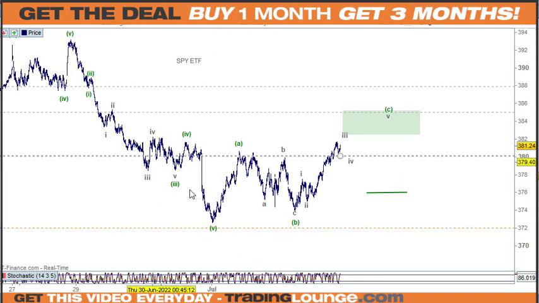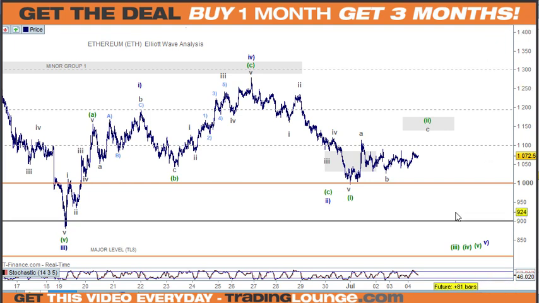So 5 waves down for the A wave, the B wave, 1, 2, 3, 4, 5. So we're not quite there yet for that, and then we'll come down. So we've got a bearish bias on the Nasdaq stocks. So that means that there will be a bearish bias on Ethereum and Bitcoin and the crypto at that point. Okay, so we just really need to wait.